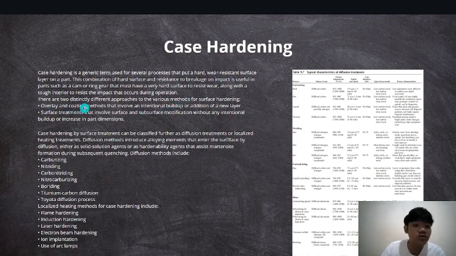There are two distinctly different approaches to the various methods for surface hardening. One, welding and casting methods that involve an intentional build-up or addition of a new layer. Two, surface treatments that involve surface and subsurface modification without any intentional build-up or increase in part dimensions.